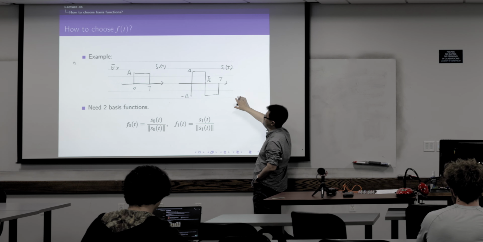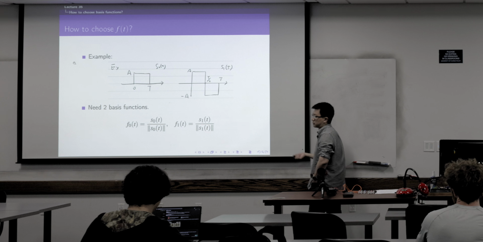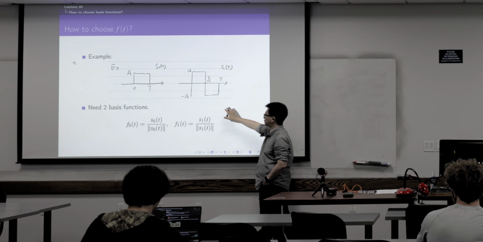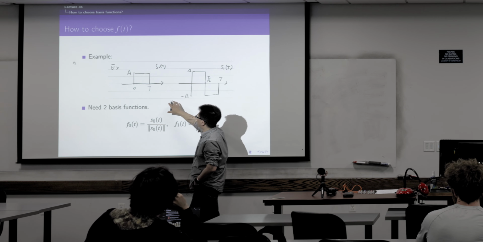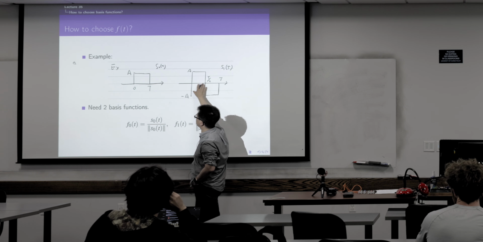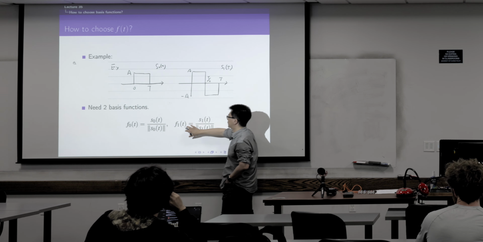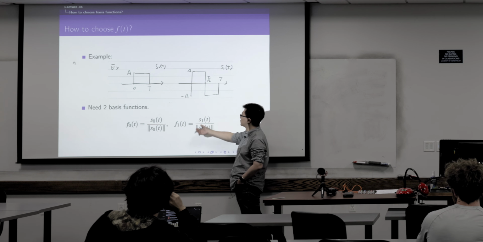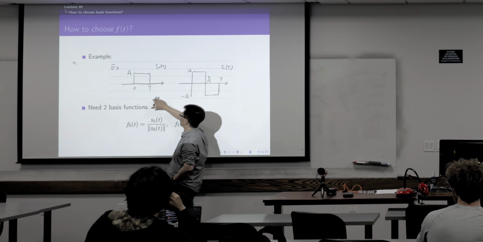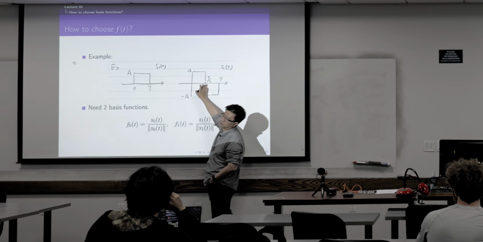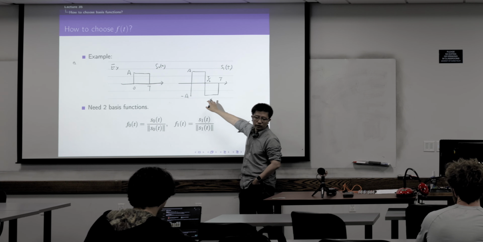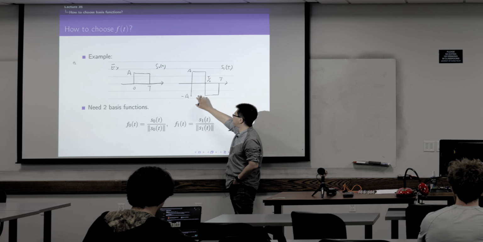So this is the example that we have seen 2 lectures ago. If we consider the case where we have this kind of waveform for S0 and S1, then we need 2 basis functions. The fundamental reason is that this waveform and this waveform are orthogonal to each other. If you take the inner product between this and that, you get 0. So there's no way that 1 basis function is enough. We need 2 basis functions.